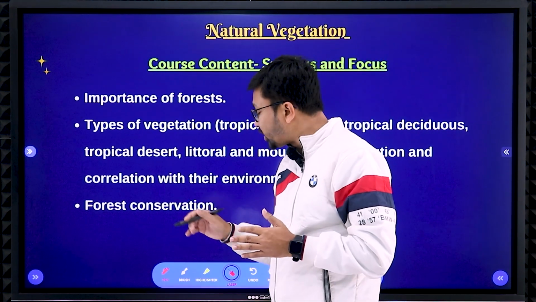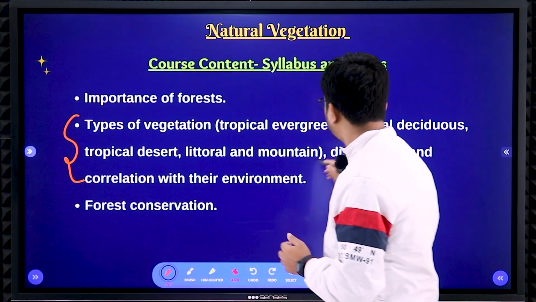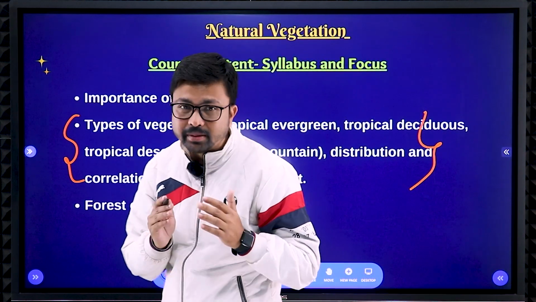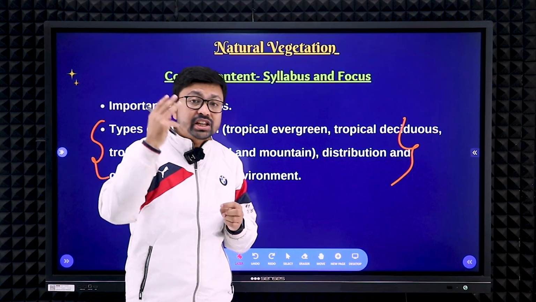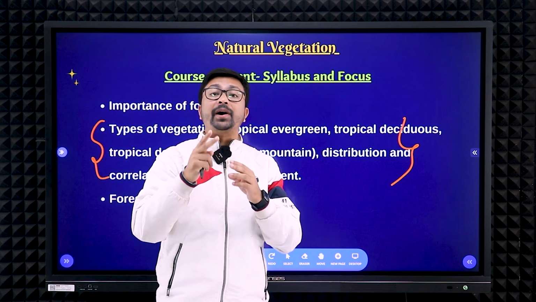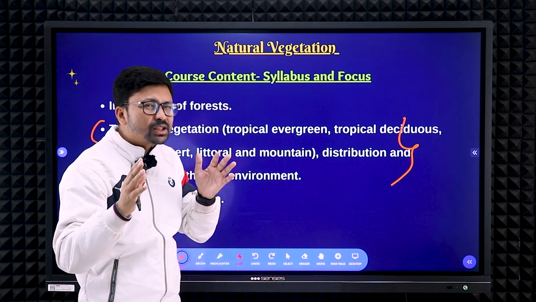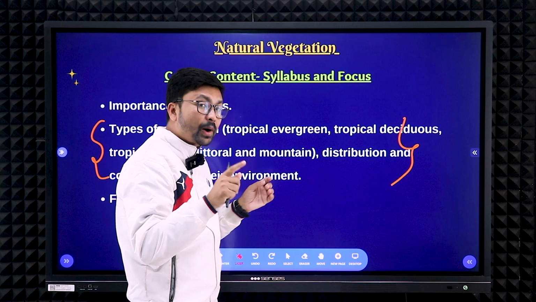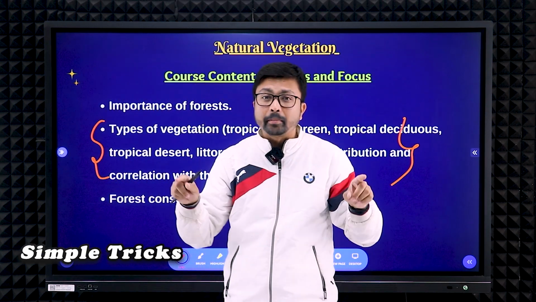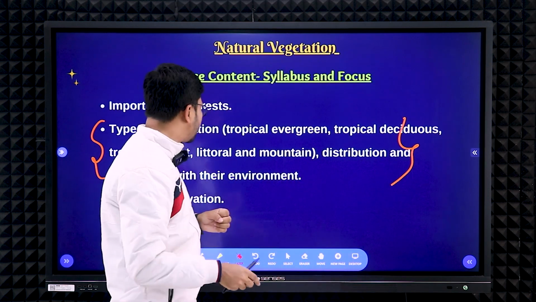Next, maximum weightage is given from this chapter to this part, the types of natural vegetation. There are 6 divisions in total. Actually it's 5, but tropical deciduous forest is further divided into 2. So you need to study 6 divisions in detail. The maximum number of questions will be given from this part, so that is very important. But don't worry, I'll give you simple tricks to remember all that data together so you can get a good result from this chapter.